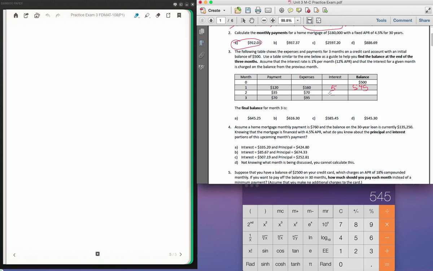You multiply that by 1%, and I can just say that that's going to be 5.4.